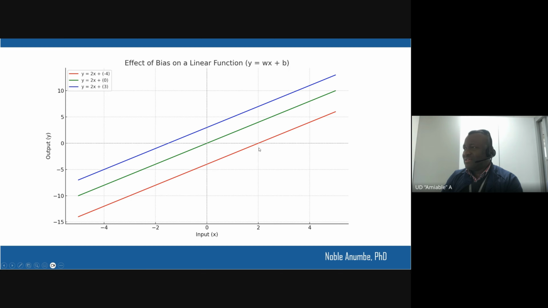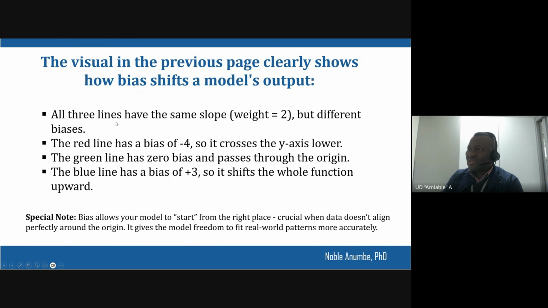Same thing here. If you do this, you would also get 2. So each of them has a slope of 2. That's why we have this 2, 2, 2, because our w is now 2 for each of them. But the intercepts are different, right? The intercept is where your line crosses the y-axis. So this one crosses at minus 4, this crosses at 0, and this crosses at 3. That's why you have minus 4, 0, and 3. So all three lines have the same slope, right? Their weight.